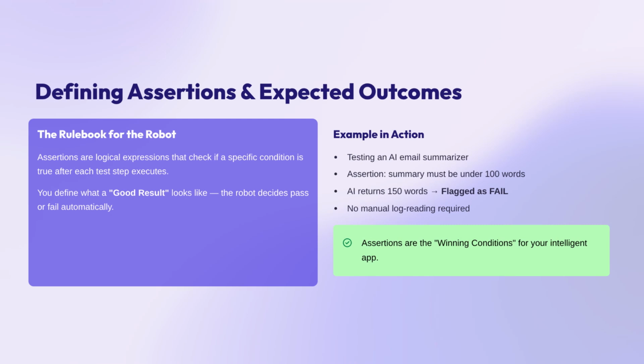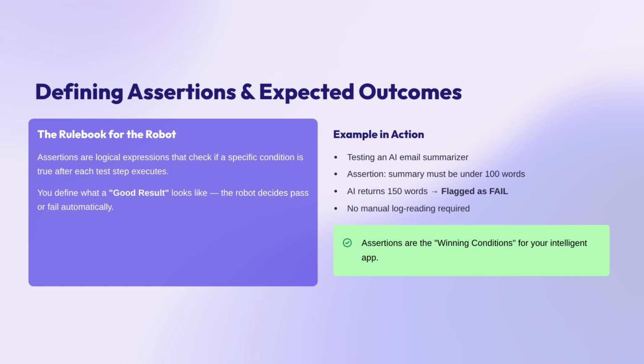The formal definition says an assertion is a logical expression that checks if a specific condition is true after a test step is executed, such as verifying that a variable contains a specific value or that a status code is success. In simple everyday English, it's the rule book for the robot. You can't just tell the robot to test the flow. You have to tell it what a good result looks like.